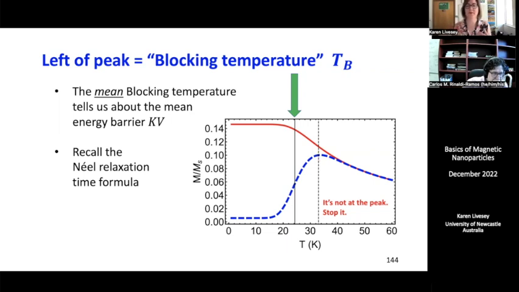But it's not quite right, because in any real system, we have this stochastic nature and we have a size distribution. So our mean blocking temperature is actually to the left of the peak. And I think, many of you have heard me say this before, if we can get more people just to take it as to the left of the peak, we're going to be doing better analysis of magnetic nanoparticles. So it's not at the peak, it's to the left of the peak. And there's more information on how you can extract it, but I think that's enough for now, just to know that it's to the left of the peak. All right.